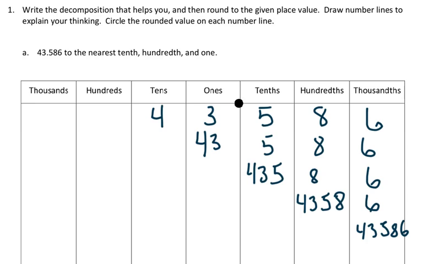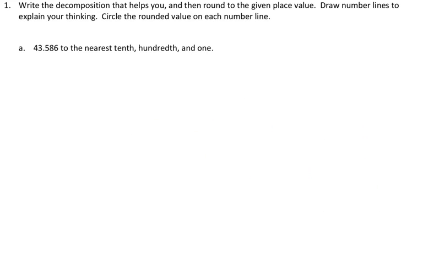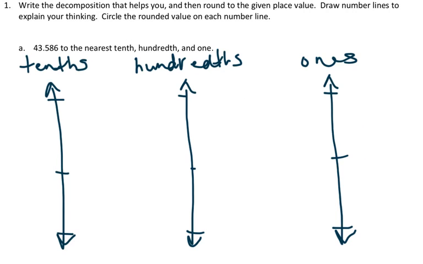I'm going to take this information and I'm going to be using it on the next page. I'm going to do my vertical number lines for the nearest tenth, hundredth, and 1. So let's get that ready. Okay, here's my vertical number lines. And this is going to change a little bit. Yesterday's lesson we actually wrote out all of the words, but today we're going to do this a little bit differently.